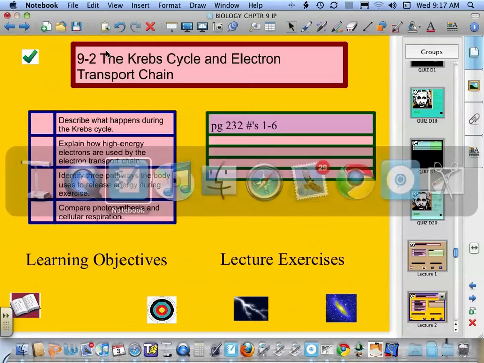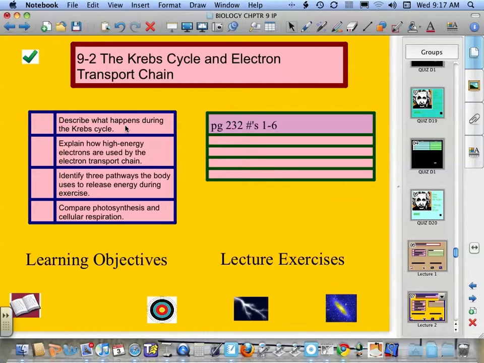Before we go on, let's review our objectives. Describe what happens during the Krebs cycle. Can you do that? If not, go back and look at it again. That's definitely something you need to know.